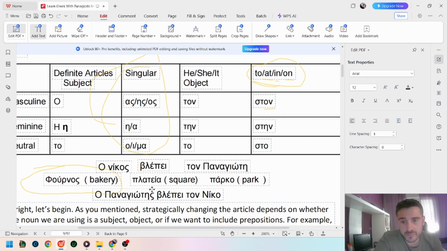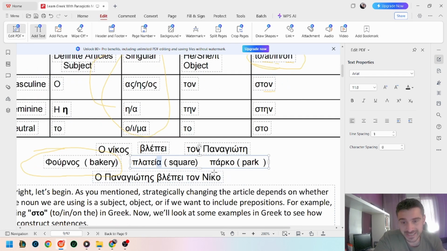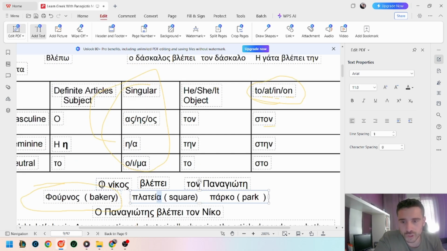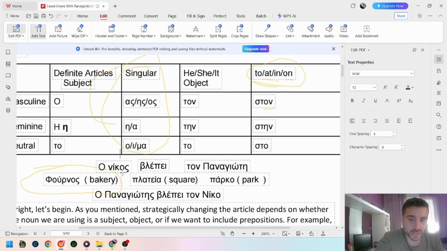But if we had the feminine word, like the word πλατεία, which is the square, and it's feminine because it only has the word ending a, how would you say Νίκος watches Παναγιώτης at the square? You will say ο Νίκος βλέπει τον Παναγιώτη. To the square will be στην, because the word is feminine, so στην πλατεία. And if Nick was watching Panagiotis at the park, πάρκο has the word ending omicron, so it's neutral, so you would say ο Νίκος βλέπει τον Παναγιώτη στο πάρκο.